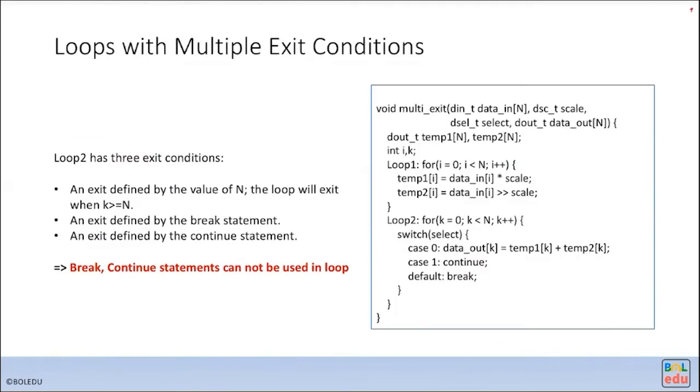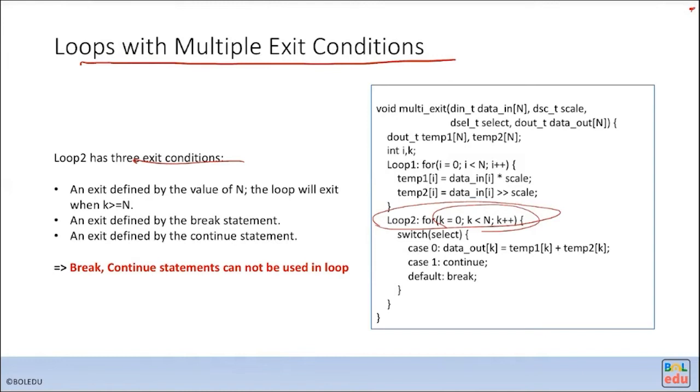Here, the loop with multiple exit conditions. For example, in this loop 2, there are 3 exit conditions. One is the loop index exit. One is the break statement. Another is the continue statement. Remember that the break and continue statements cannot be used in a loop if you want to do data flow. So these things are not allowed.